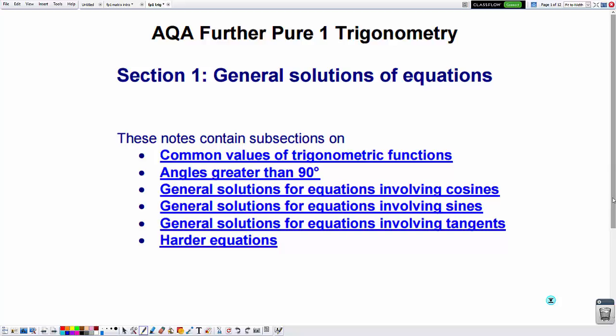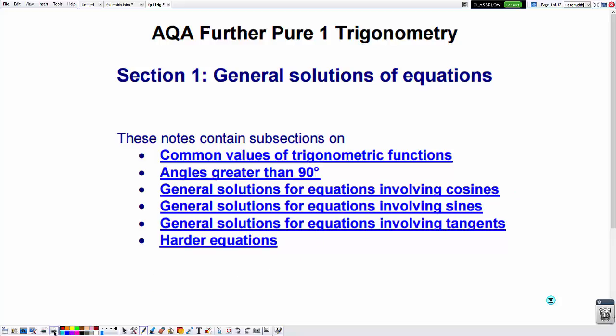Alright, trigonometry. This is one of the harder topics in FP1, or one of the topics that my year 12 class have found harder. Hopefully this is one topic that will get easier the more trigonometry you do in core. We're going to look at some common values of sine, cos, and tan. Then we'll look at general solutions for cos, sine, and tan. And then at the end, finally, we'll look at some harder questions.